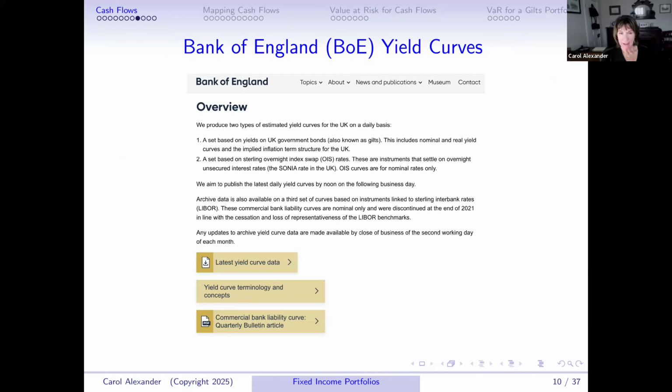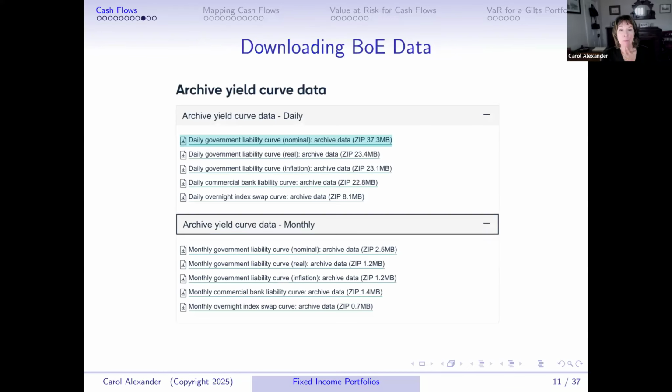This link, if you click it, it's a hyperlink that will take you to the page you see here, where you can look at the latest data, some good teaching resources, yield curve terminology and concepts, and a quarterly bulletin about the commercial bank liability curve as well. We're going to be downloading these data from the archive and going to focus on the nominal, not real or inflation yield curves. Real interest rates, of course, are the nominal minus inflation. We're not going to look at the commercial bank.